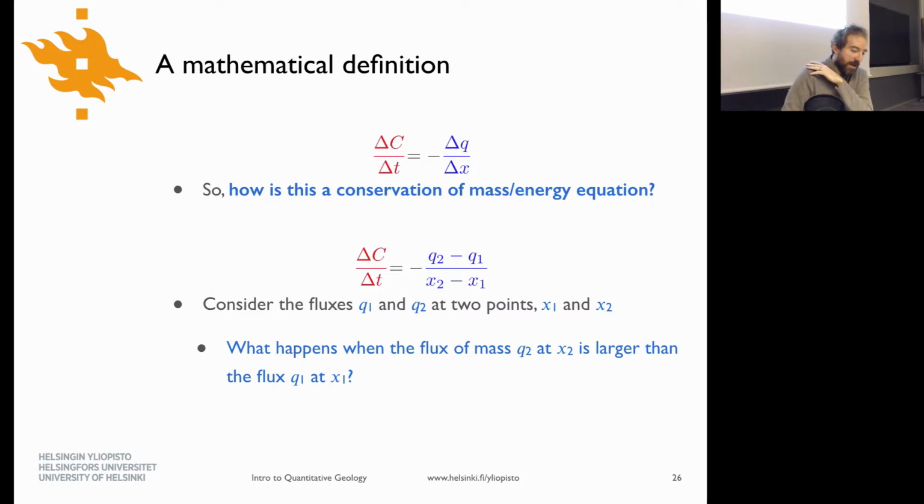So yeah, in this case, if q2 is bigger than q1, we should expect q2 minus q1 to be positive. x2 is going to be bigger than x1, following the same sort of thing that we had earlier. So a positive number divided by a positive number is positive, and then the minus sign out in front means the change in concentration would be negative. If there's more mass moving away at point 2 than at point 1, the concentration should be going down.